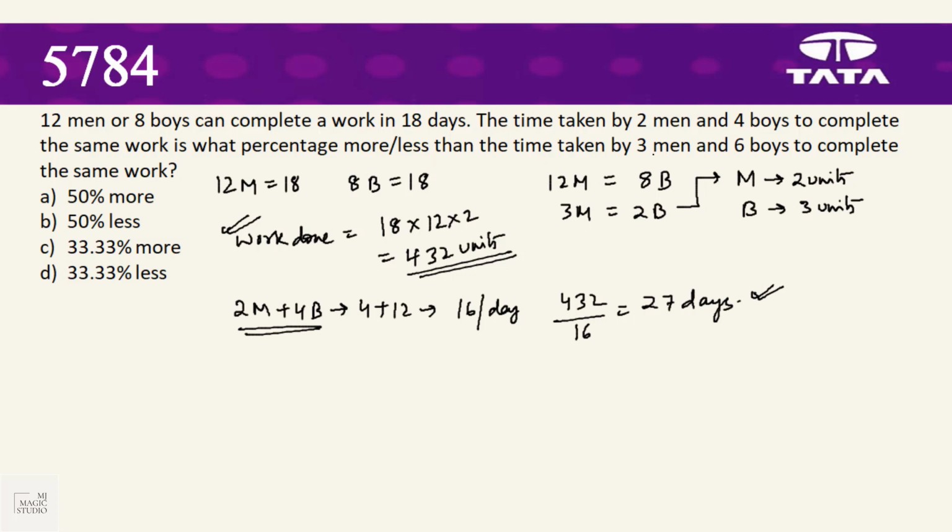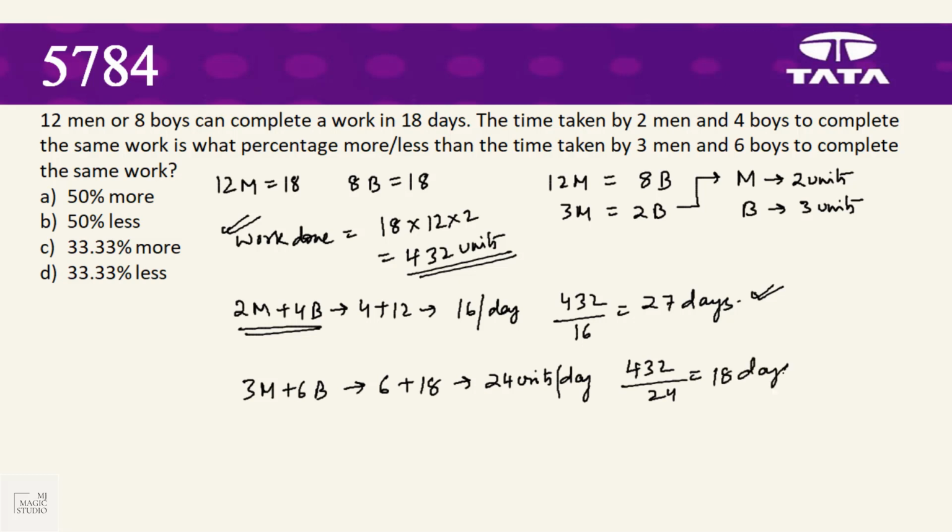Is what percentage more or less than the time taken by 3 men and 6 boys? Now we have a group 3 men and 6 boys. 3 into 2, 6, plus 6 into 3, 18. 18 plus 6 is 24 units per day being produced by this group. So they will take 432 by 24. That will give us 18 days.